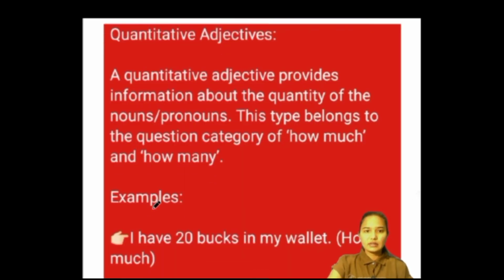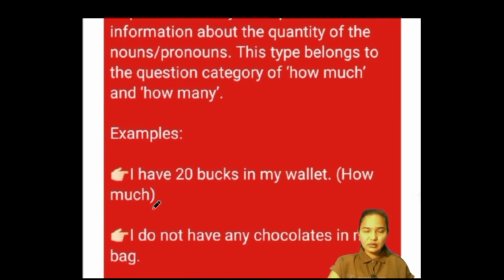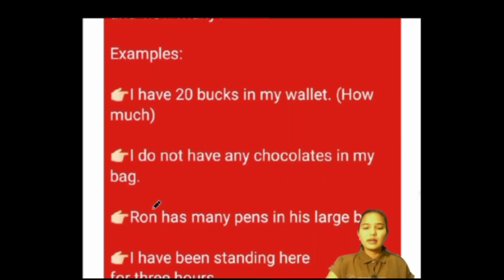Now the next one is the quantitative adjective. Let us see. A quantitative adjective provides information about the quantity of the noun or pronoun, meaning it tells how much it is. This type belongs to the question category of how much and how many. If we go through examples, it will be more clear. The very first example is, I have 20 bucks in my wallet. It is telling the number of bucks. How many bucks are there? There are 20 bucks.